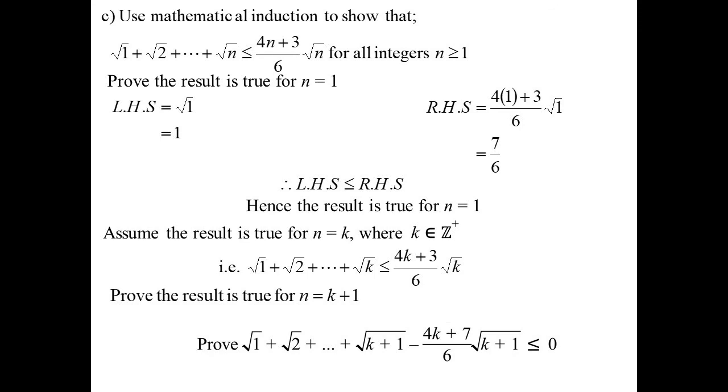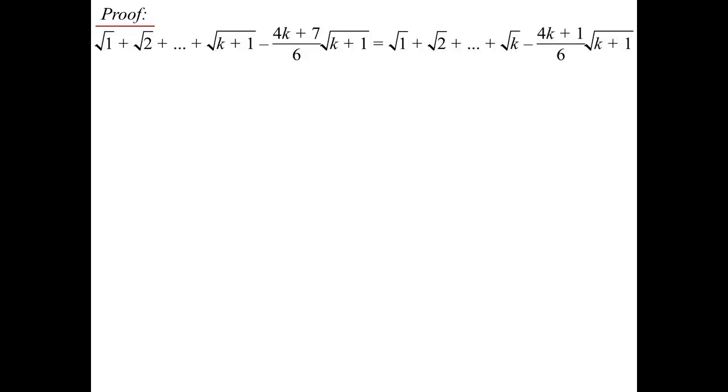And again, I'm going to use the idea of moving it to the left-hand side and trying to show that it's always negative. So there's our expression, but then I've rewritten it as the k plus 1th term plus the sum to k. And our assumption was the sum to k. So now I've got some algebra that I can play with.